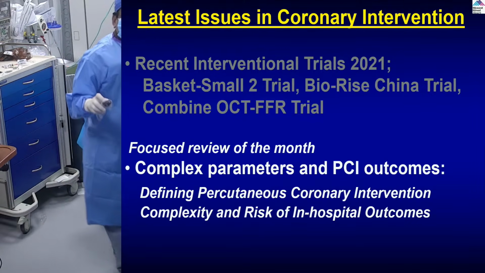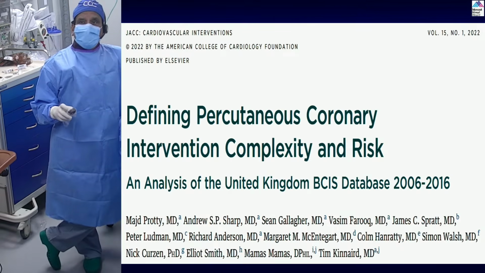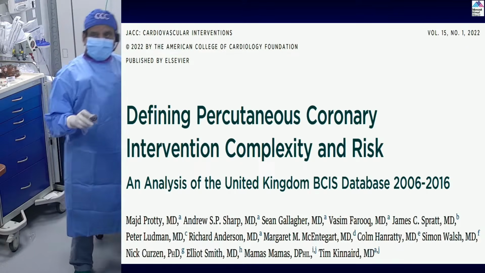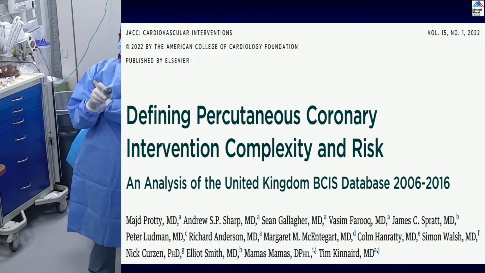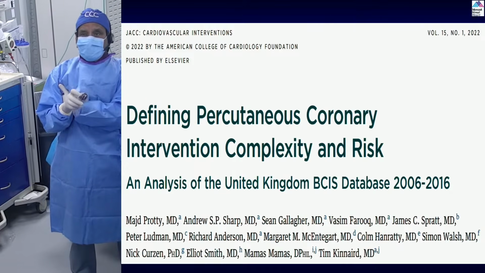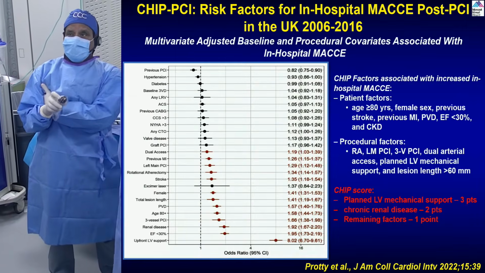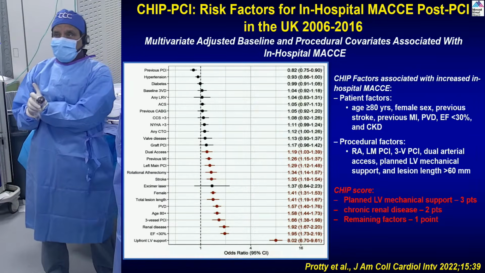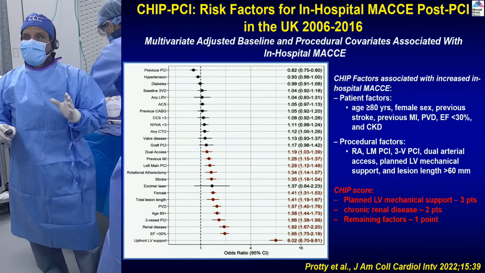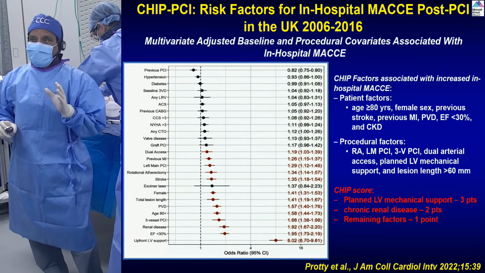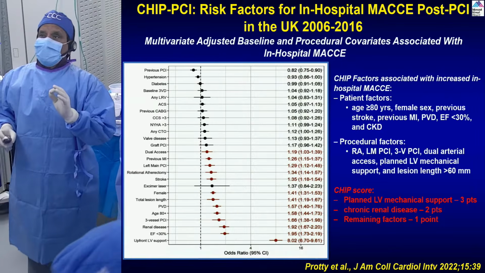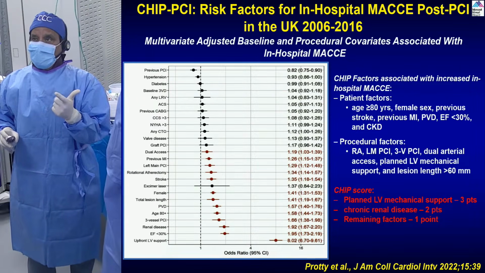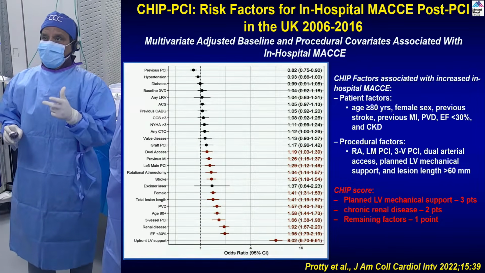As I said, defining PCI complexity and risk of in-hospital outcome. This data came from the British Society of Interventional Services, BCIS. They came up with a CHIP score for the complexity of the intervention. From their analysis of a large number of patients, they came up with 7 patient-related factors and 6 procedural. The patient factors were age more than 80, female sex, previous stroke, previous MI, PVD, EF less than 30, and CKD.